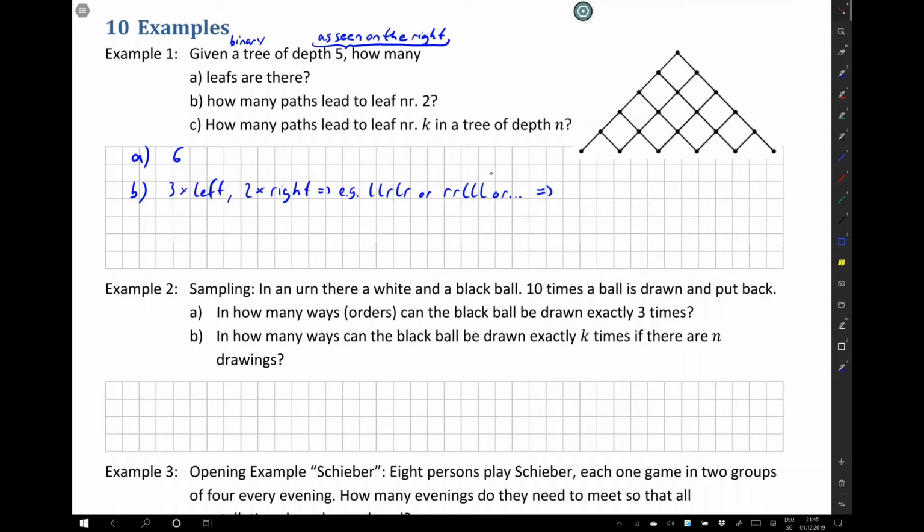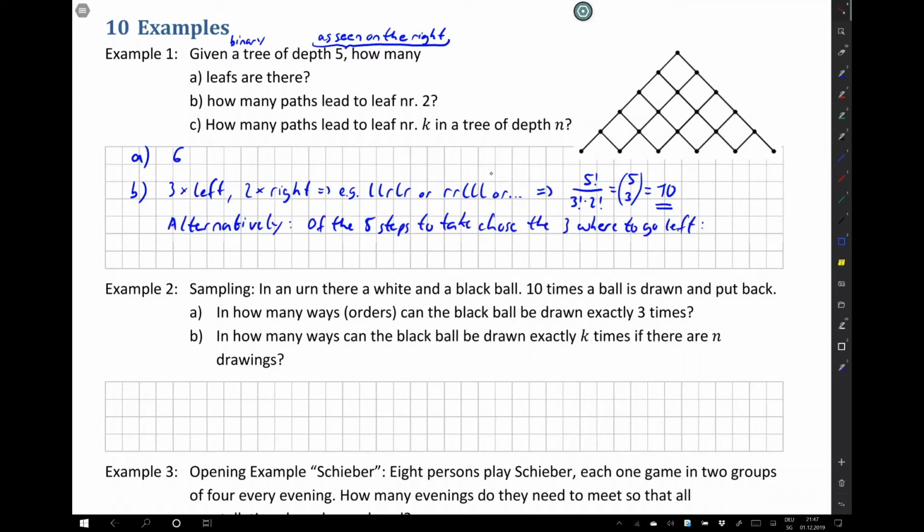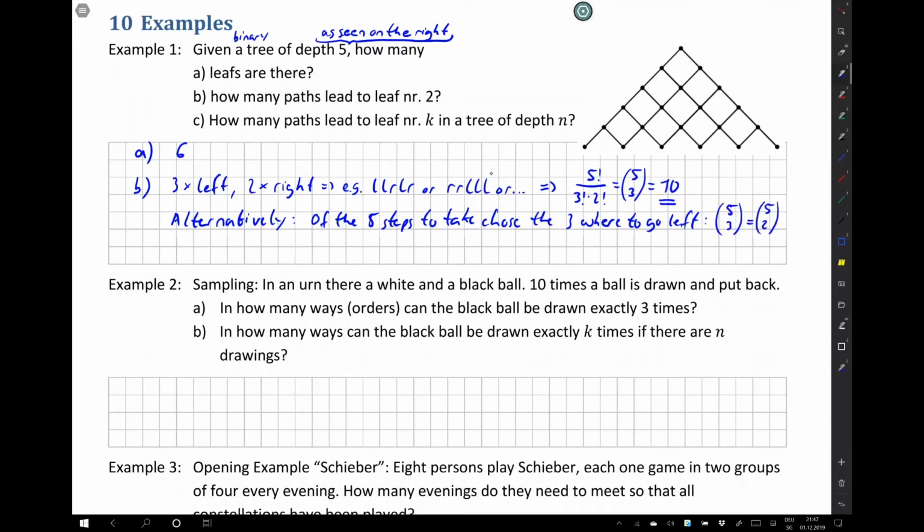So this means we have all permutations of 2r and 3l, and we hence get 5 factorial, the total number of elements, divided by 3 factorial times 2 factorial, the repetitions. The alternative way to look at it is to say we have 5 steps in total and we want to choose the 3 steps where we want to go to the left, which means that there are 5 choose 3 possibilities. This is the same as 5 choose 2, namely the 2 times we can choose where to go right, which is absolutely equivalent.